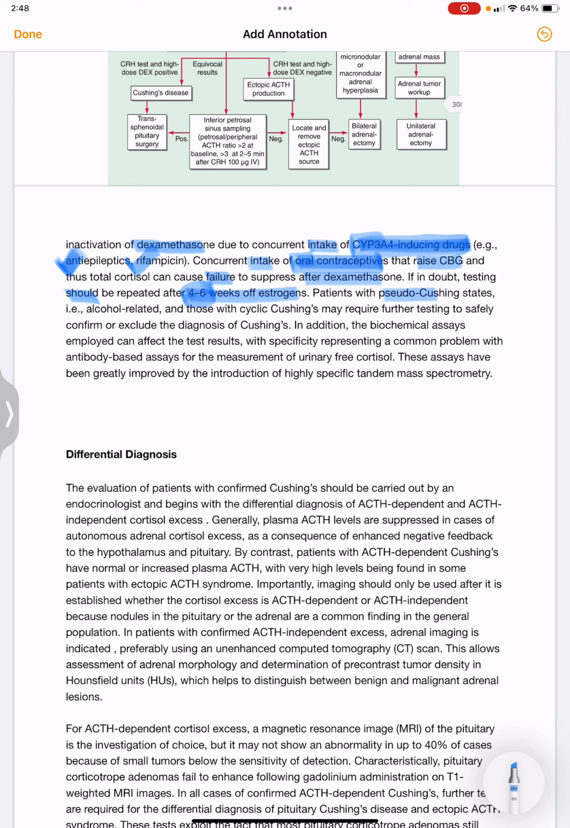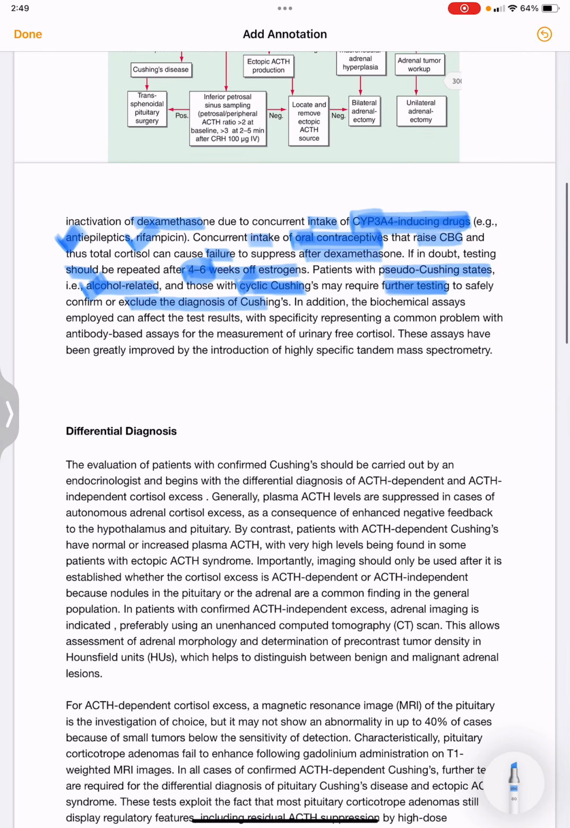Patients with pseudo-Cushing states. What are these pseudo-Cushing states? These are alcohol related, and those with cyclic Cushing's may require further testing to safely confirm or exclude the diagnosis of Cushing's.